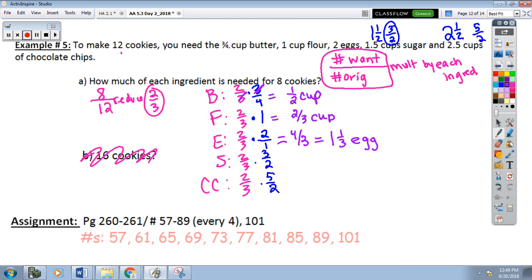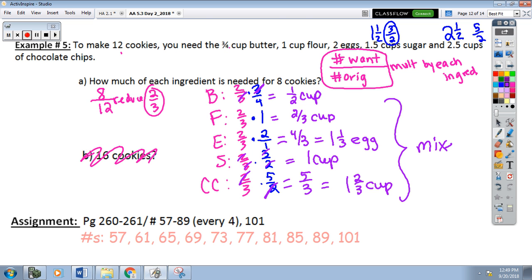Good luck with that. If it was hard boiled, we could cut it into thirds really. The sugar, actually, these will all cross reduce. What am I left with if they all cross reduce? 1. So I need 1 cup of sugar. And for the chocolate chips, I could reduce the 2's to get 5/3, which would be 1 2/3 cup. You'll notice I'm changing these to mixed numbers, and that's because usually in recipes, they don't tell you that you need 5/3 cups, right? They tell you 1 or whatever.